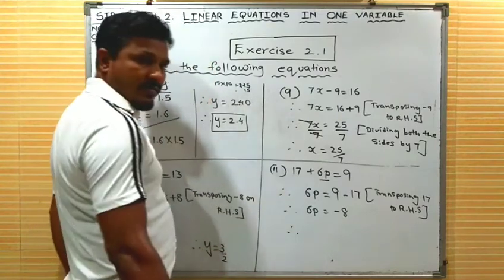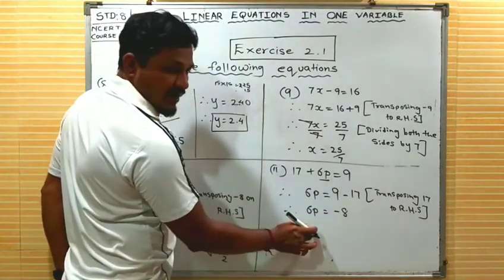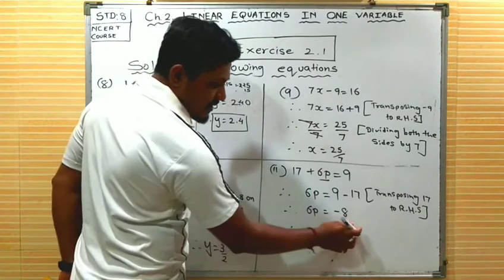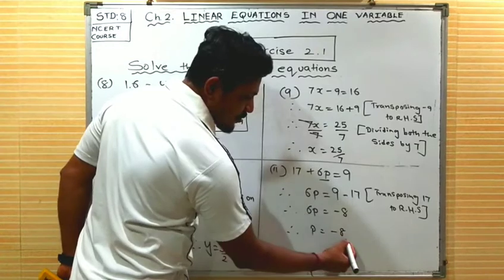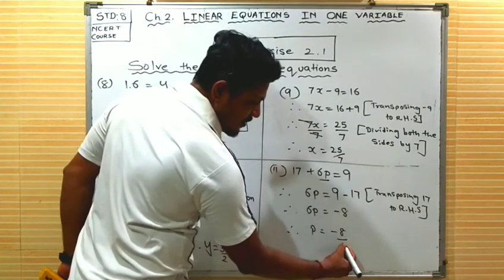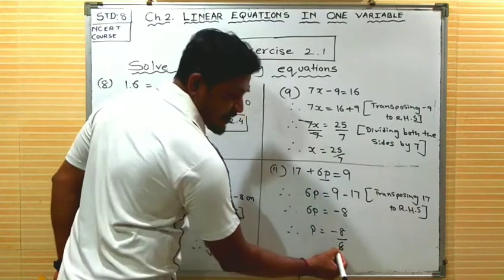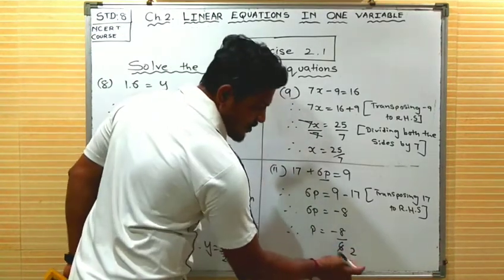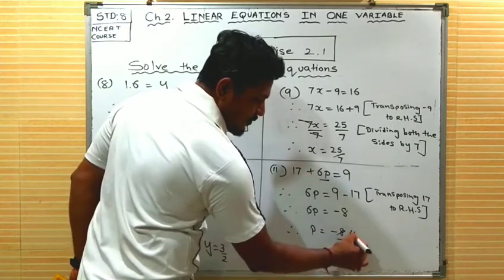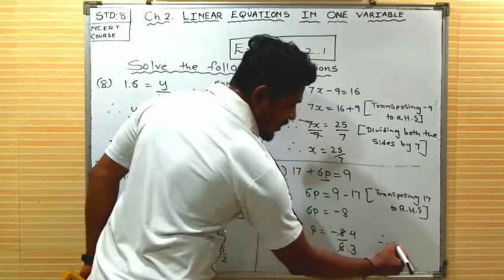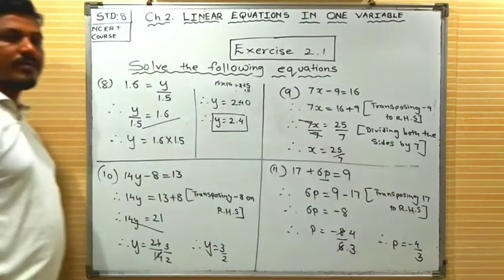Now what will I do? Same, either divide both the sides by 6 so that 6 is going to cancel, or you can take this 6 over here. If it is in multiplication form, it is going to divide on the right hand side. If possible to divide, you can divide it. Yes, it is possible. 2 3s are 6 and 2 4s are 8. So therefore the value of p is negative 4 by 3.